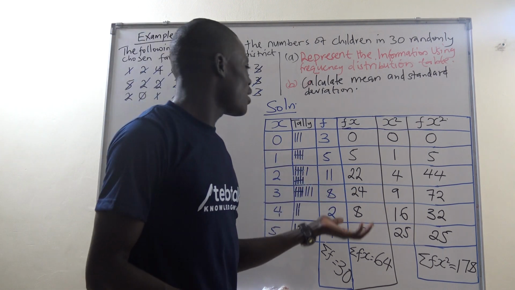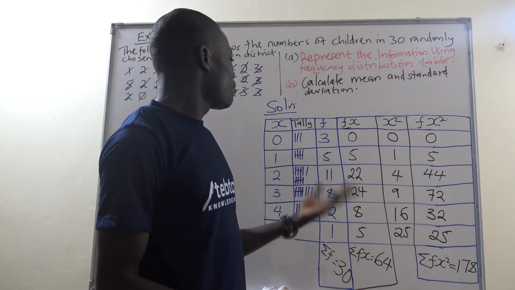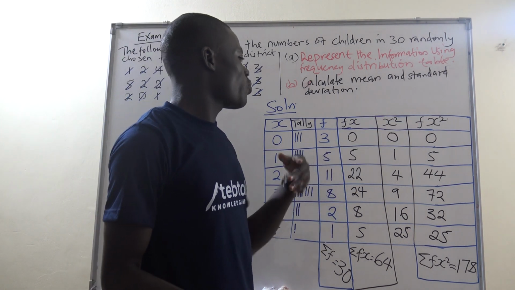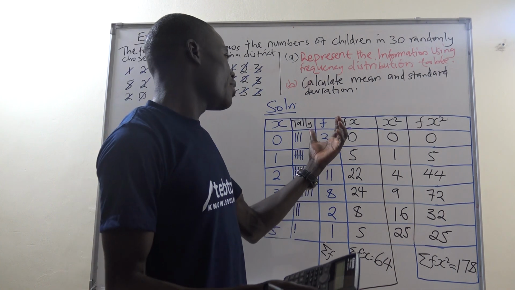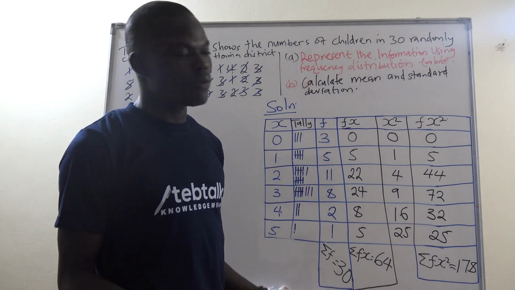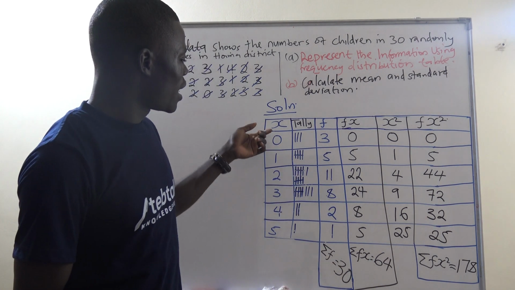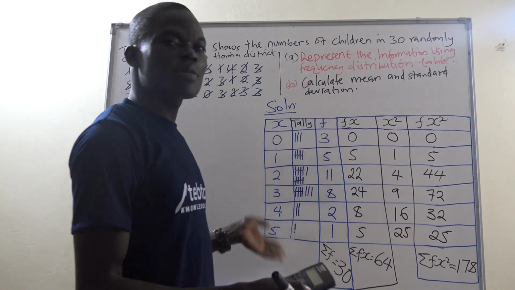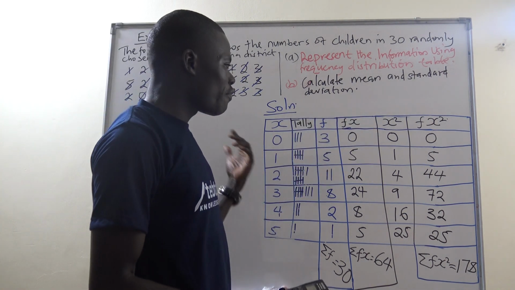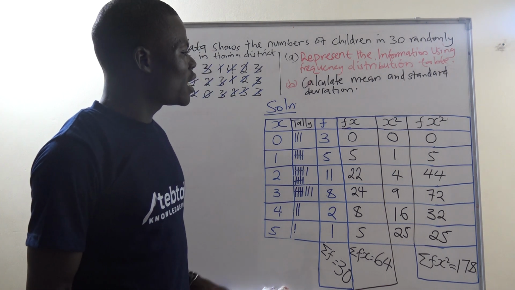And another place where you can easily make a mistake is on x squared. Which one did you square? Did you square the correct values, or did you end up squaring the frequency? Also, check that the square which you have on this side corresponds to the values of the variables which you have in the first column.